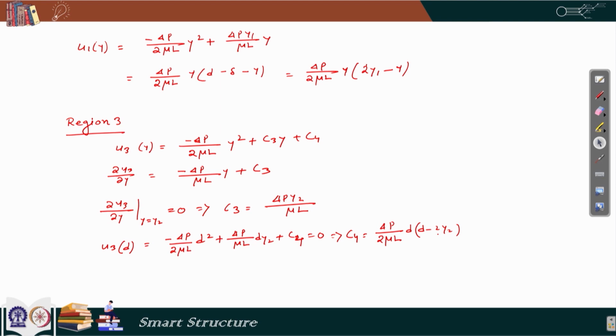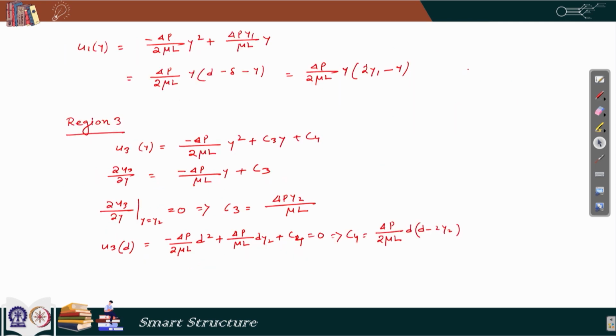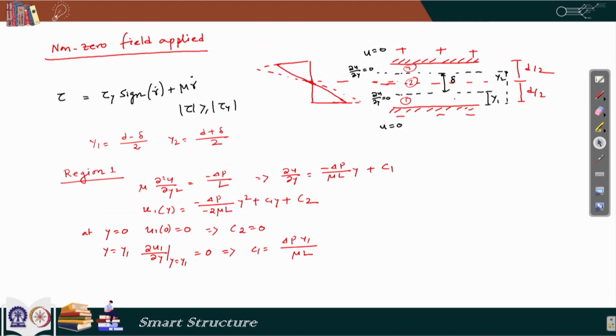So, if we plot the velocity profile, we would see that the value is 0 here and it goes up and gets some value, and again the value is 0 here, and if y reduces it gets the same value at y equal to y2. Now, we have to just ensure that if we evaluate u1 at y equal to y1, we get the same velocity when we evaluate u3 at y equal to y2.